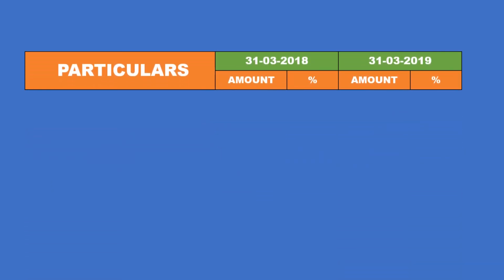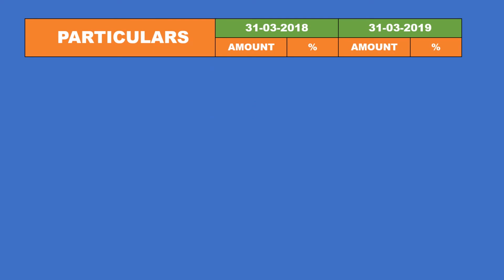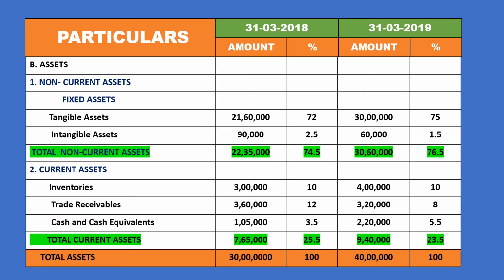As you can see, this is the format of the common size balance sheet and this is the answer for the assets part, and the total of non-current assets and total current assets is highlighted in the green color. In the same way how we calculated for the equity and liabilities, we have to calculate for the assets as well.